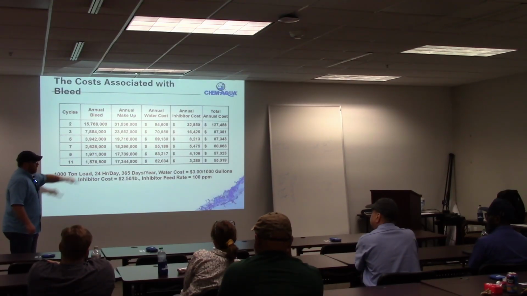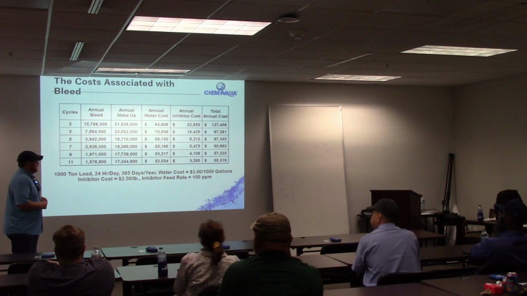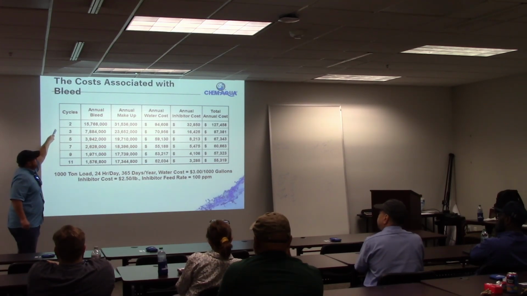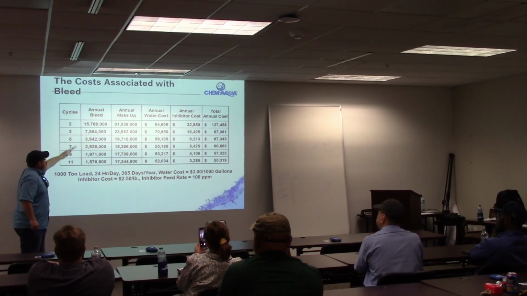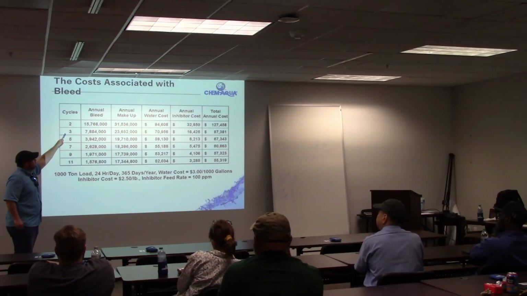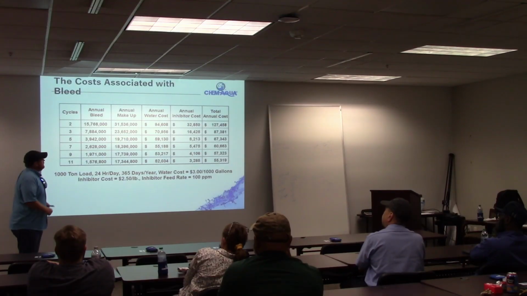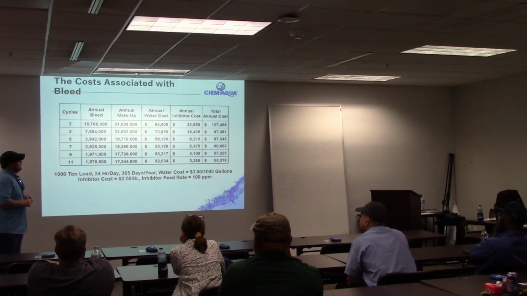This is an example right here based on a 1,000-ton load, 24 hours a day, 365 days a year. Water costs $3 per 1,000 gallons. Inhibitor costs $2.50 a pound. Inhibitor feed rate 100 ppm. If we only run 2 cycles of concentration, that's your bleed, that's your annual makeup. Going from 2 to 3 cycles, you have that. 3 to 5 cycles, you have that. So you can see that just from going 2 to 3 cycles, you're saving 8 million gallons of makeup a year, which is pretty incredible.